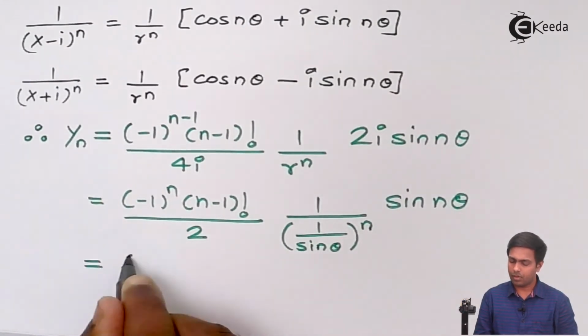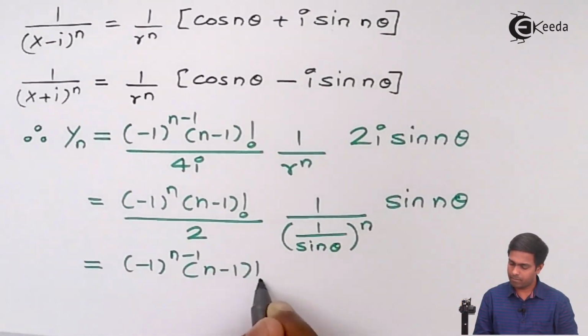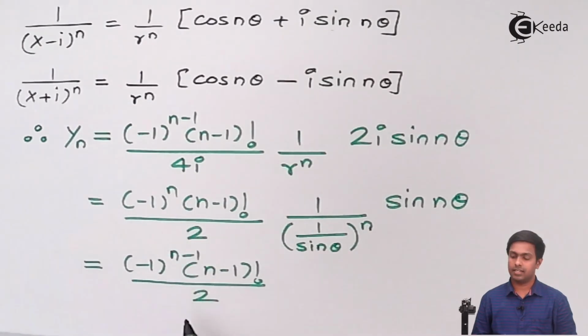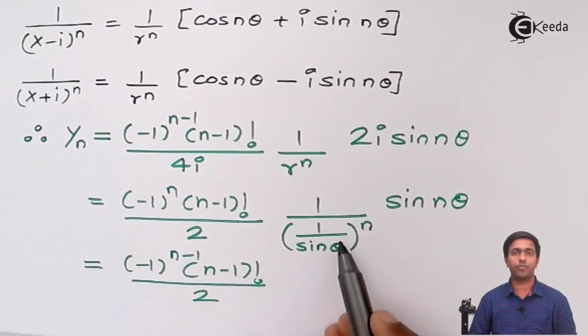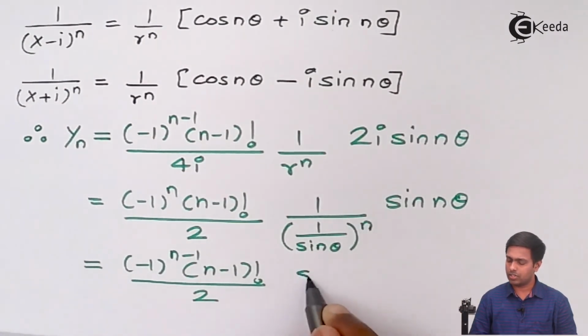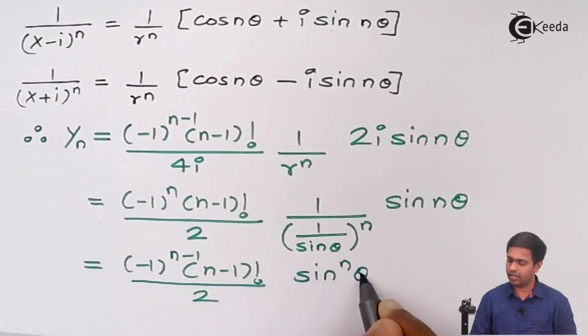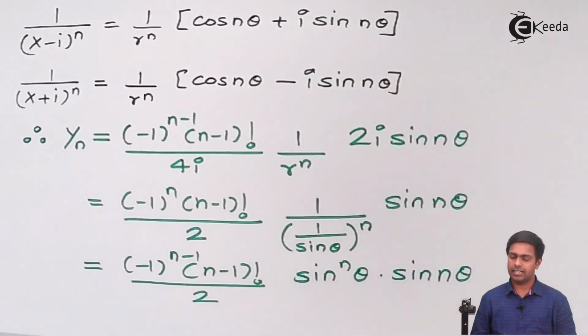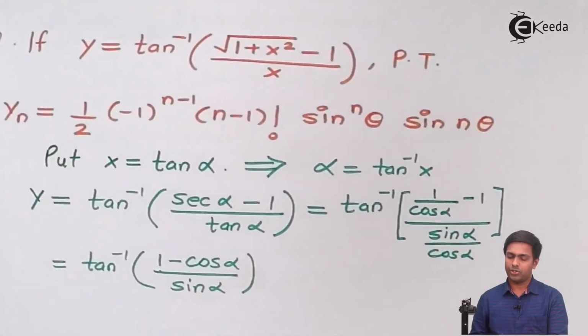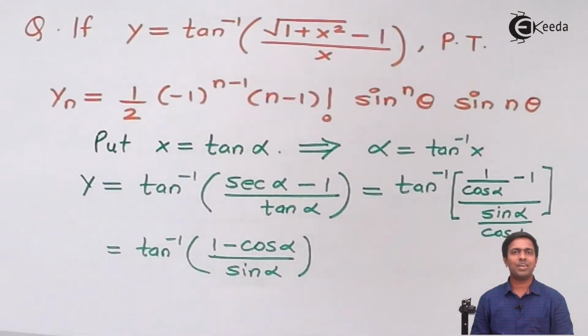Now this term as it is, this will become 1 raised to n 1, this will be sine raised to n theta which will go in the numerator. So sine raised to n theta into sine of n theta. So guys, this is the value of yn which we have proved. So here we have proved the result and we got the value of the n-th derivative of y with the help of the concept of De Moivre's theorem from complex numbers.